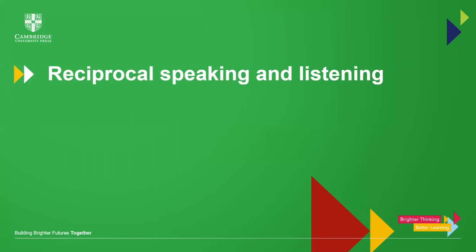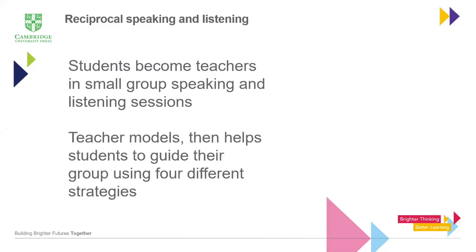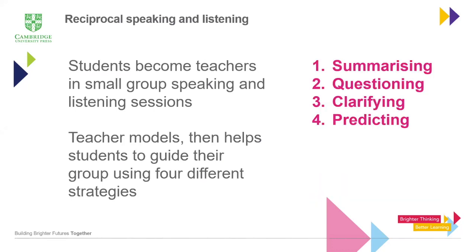And the idea with this is that the students are basically the teachers. The students work in small groups, groups of 4 if possible. And this activity is a speaking and a listening activity. The role of us, the teacher, is to model the activity and then guide your students in the activity using 4 different strategies. So let's imagine that we have our students in groups, and the students in the groups are going to take on a role, or if you like, they're going to practice a different strategy. And the 4 strategies are to summarize, to question, to clarify, and to predict.